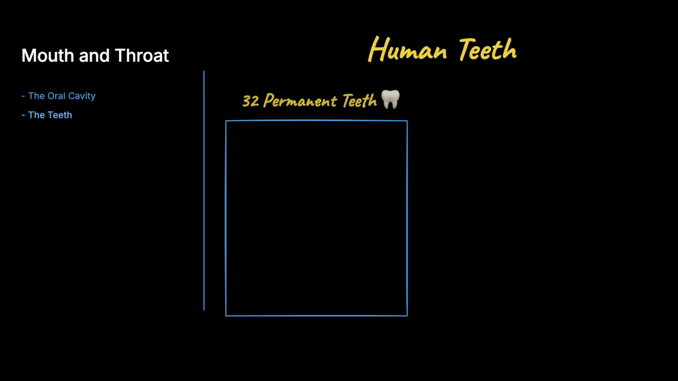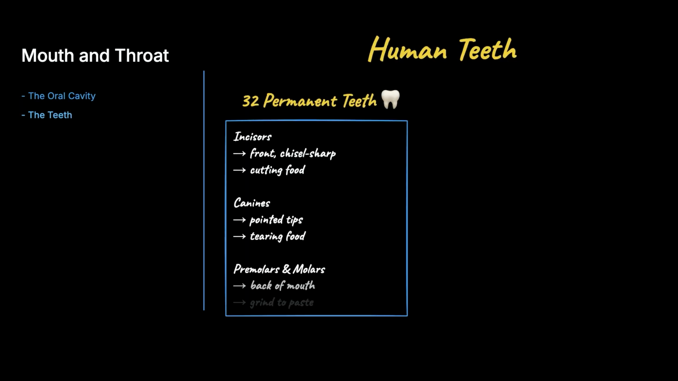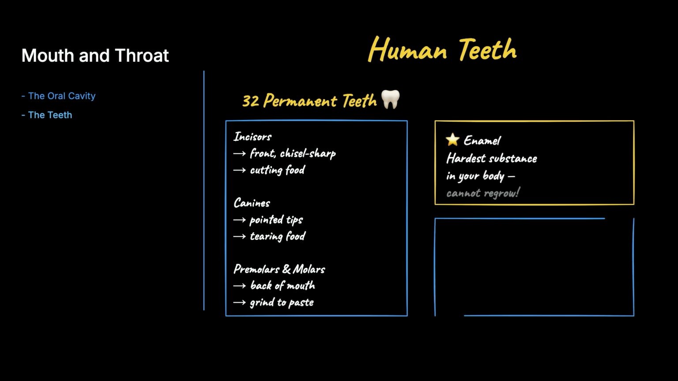Let us talk teeth. Adults have 32 permanent teeth in 4 types. Incisors at the front are sharp chisels for cutting. Canines beside them are pointed for tearing. Premolars and molars at the back grind food into paste. The crown is covered in enamel, the hardest substance in your body, which cannot regrow.